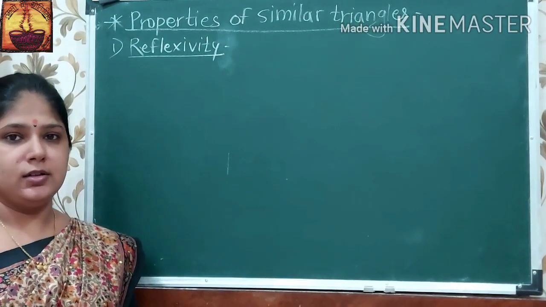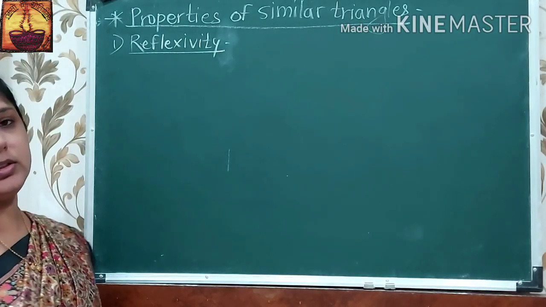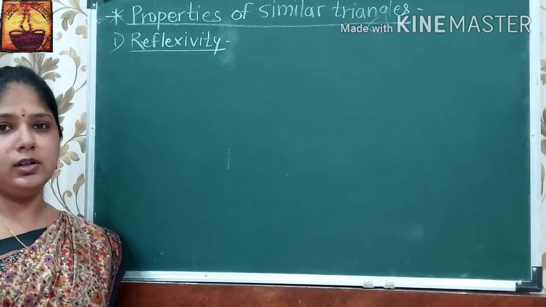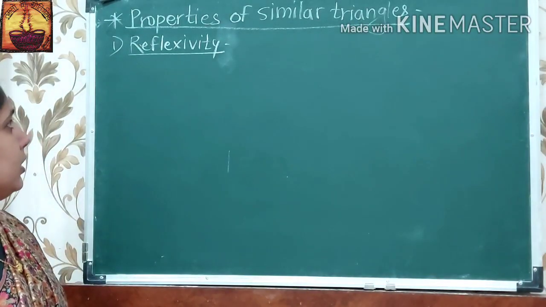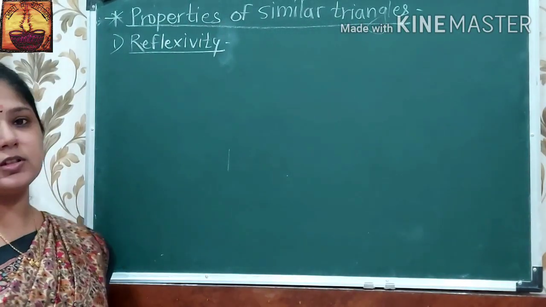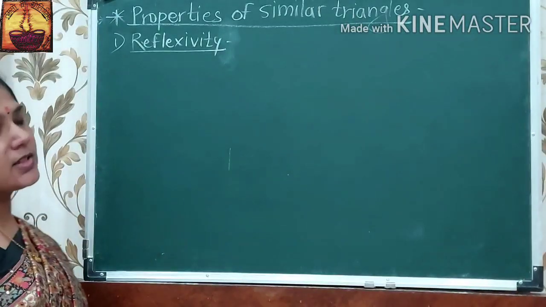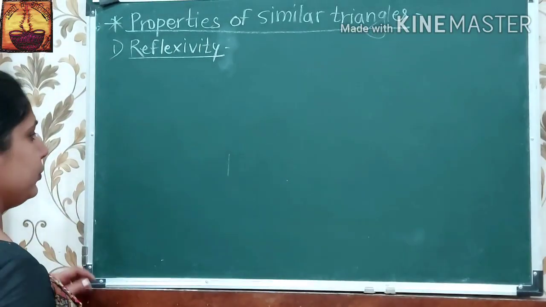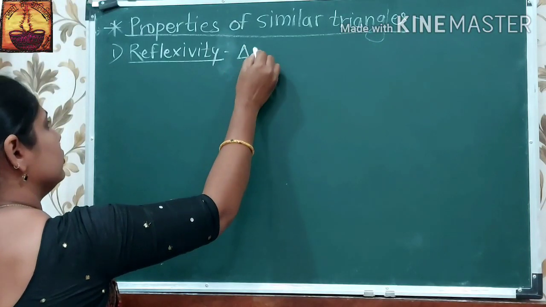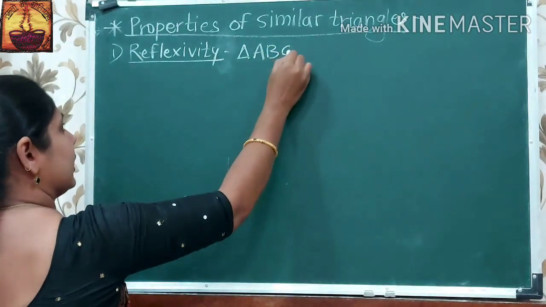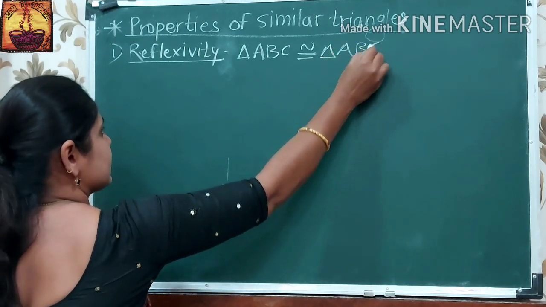In last standard, we saw the properties of congruent triangles: reflexivity, transitivity and symmetry. Similarly, similar triangles also have these properties. Let us see, first property is reflexivity. It means that each triangle is congruent to itself, triangle ABC is congruent to triangle ABC.